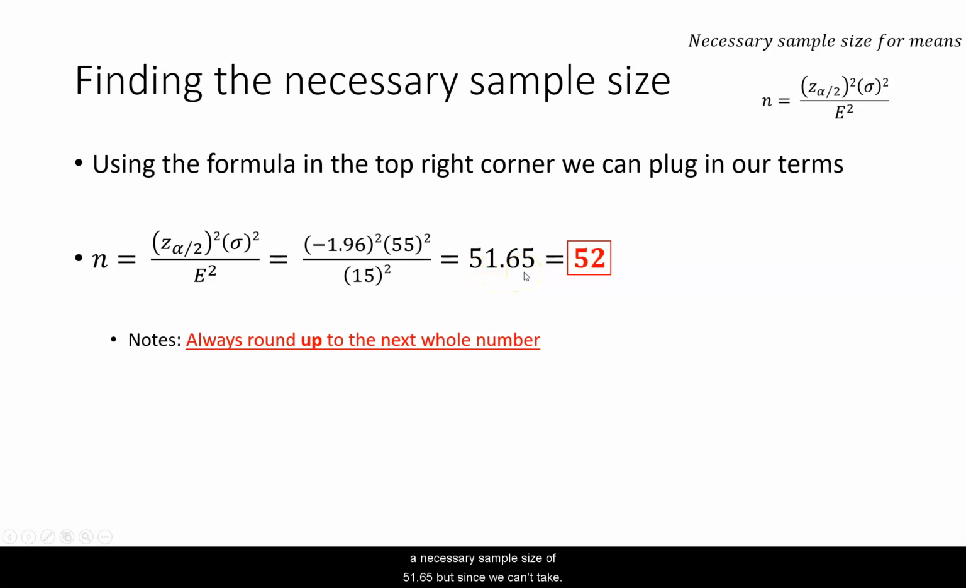But since we can't take a sample of 51.65 observations, we round our answer to a whole number. When we round, we always round up to the next whole number, because if we round down, then we won't quite be 95% confident.